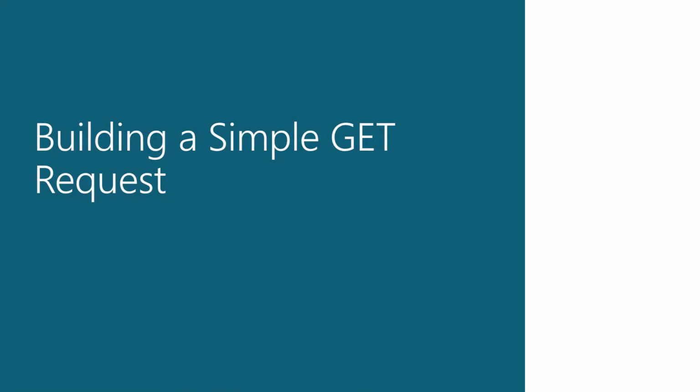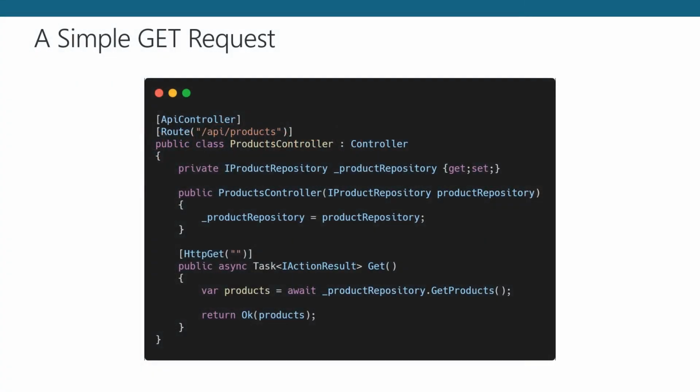In this section, we'll build out a simple GET request with ASP.NET Core and walk through a couple of the moving parts. Here's an example of a simple functional API in ASP.NET Core. As you probably notice, it's a simple class. But let's look at some of the pieces required for this class to work as a controller in ASP.NET.